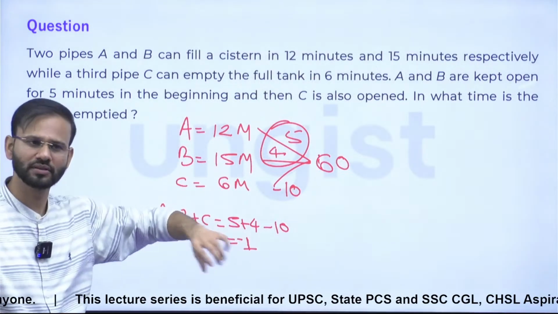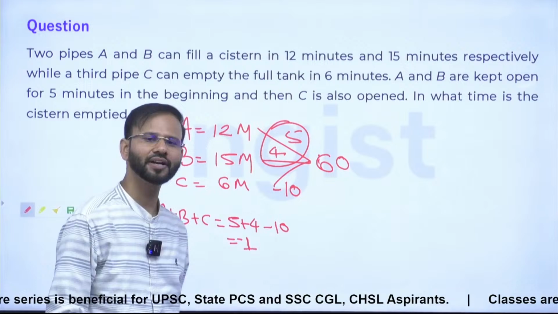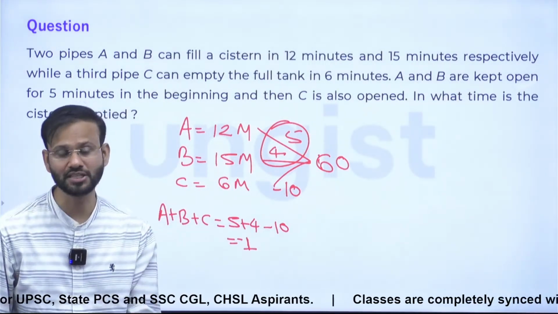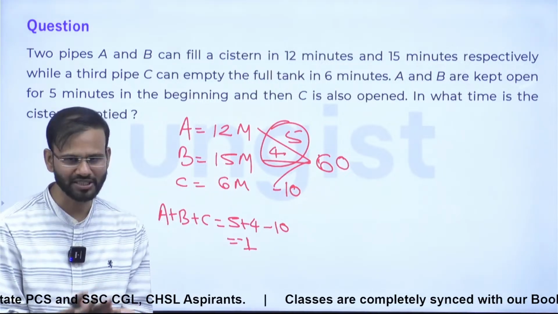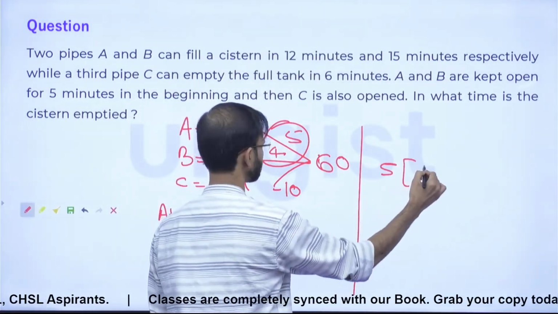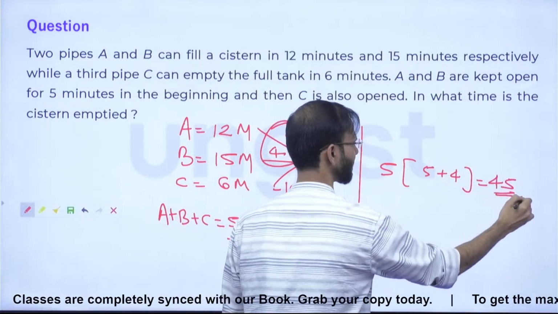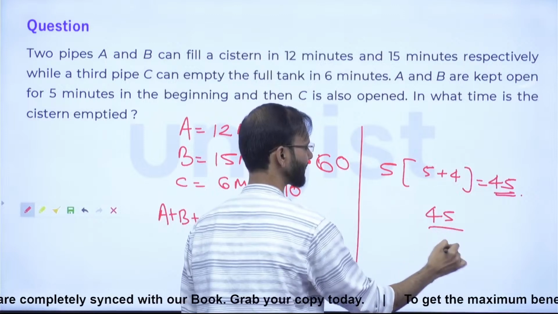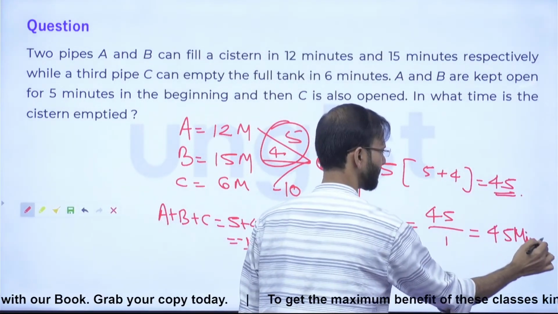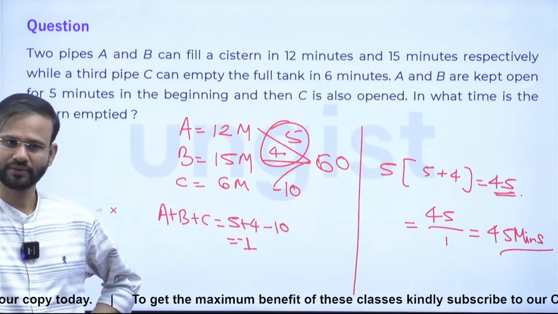5 plus 4, 9, 9 into 5, 45. So they have filled 45, and at the rate of 1 unit it is getting emptied. So in how many minutes it will get emptied? 45 minutes is the answer, right? So guys, in first 5 minutes, 45 units will be filled in the tank, and this will be getting emptied at the rate of 1 unit per minute. So it will take 45 minutes to empty the tank now. Is it clear everybody? Right?